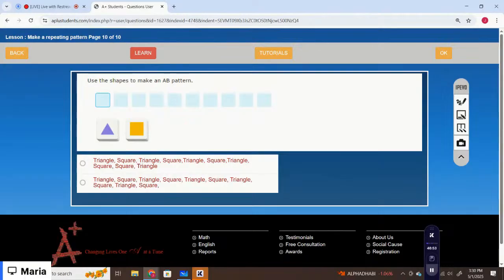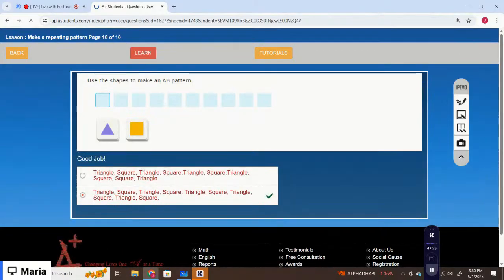Use the shapes to make an AB pattern. Option number two is the correct option. Okay, we are done with the lesson. Let's just move on to the next lesson.